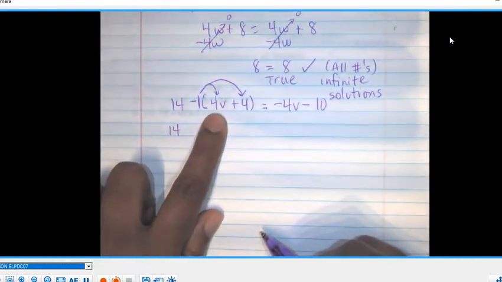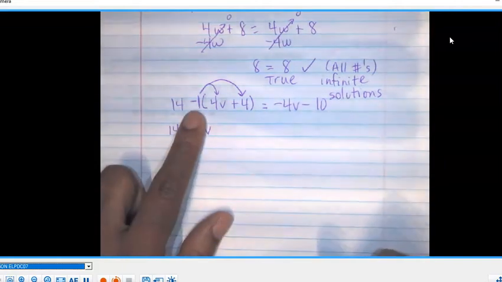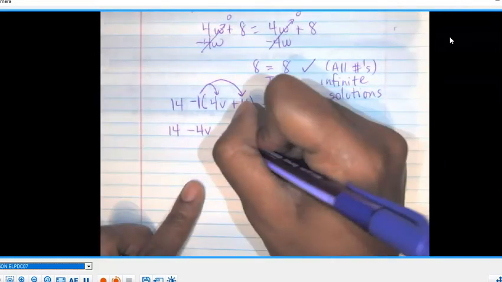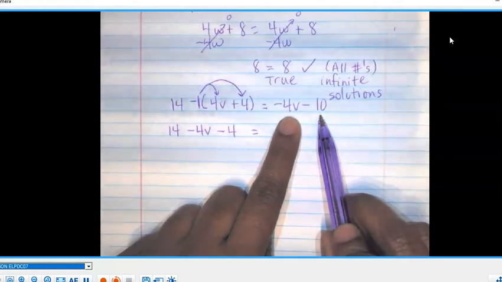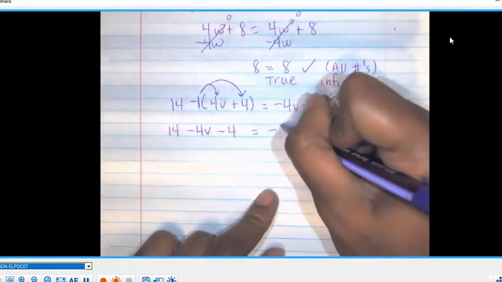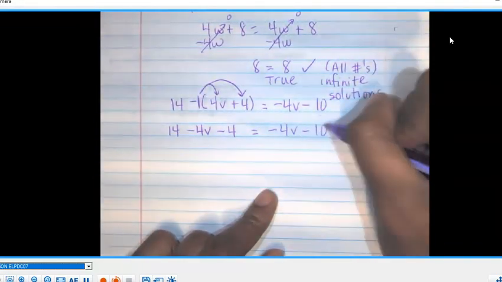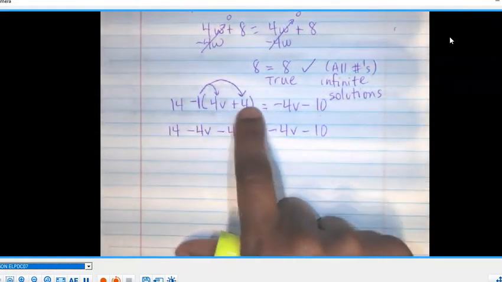So negative 1 times 4v is negative 4v. Negative 1 times 4 is negative 4. Put my equal sign. And then there's nothing to do on this side, so I'm going to drop these two terms down because they're unlike terms. So negative 4v minus 10. All right, so I'm going to go back over to the left and say, hey, do I have any distributive property? I don't, because I already took care of it.